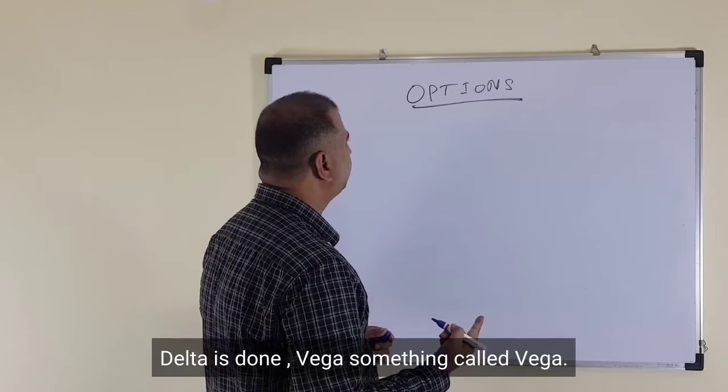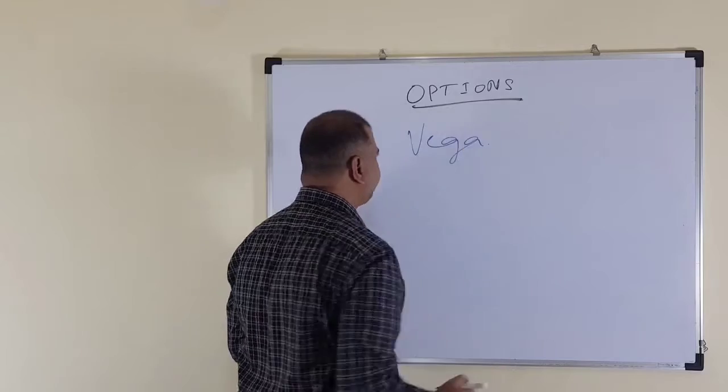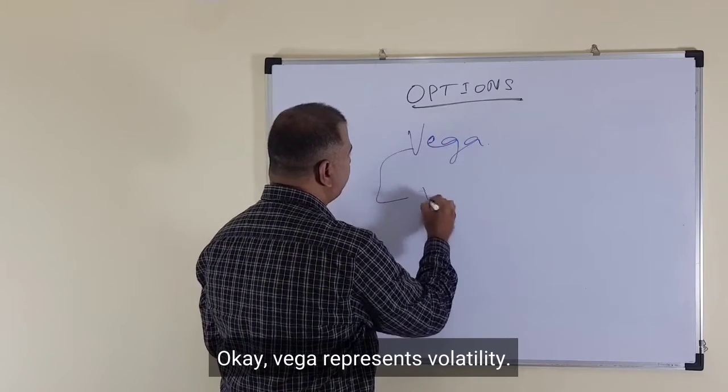Delta is done. Vega. There's something called Vega. Vega represents volatility.